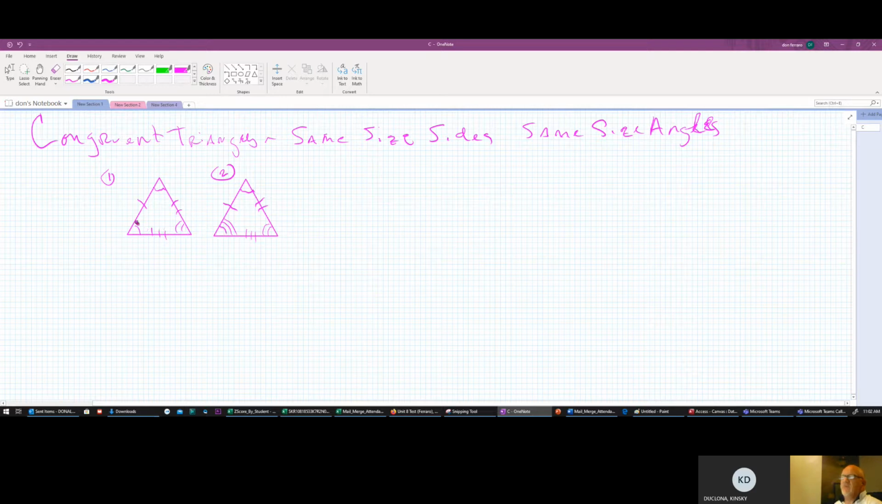Okay. So now, in order for us to be sure that triangles are congruent, they've got to have the same size sides and the same size angles. Make sense to you? Okay.